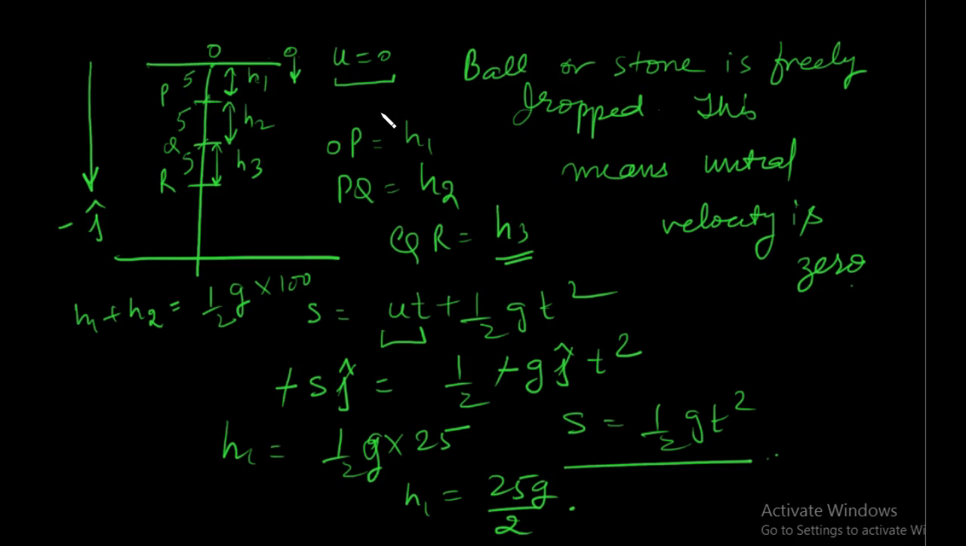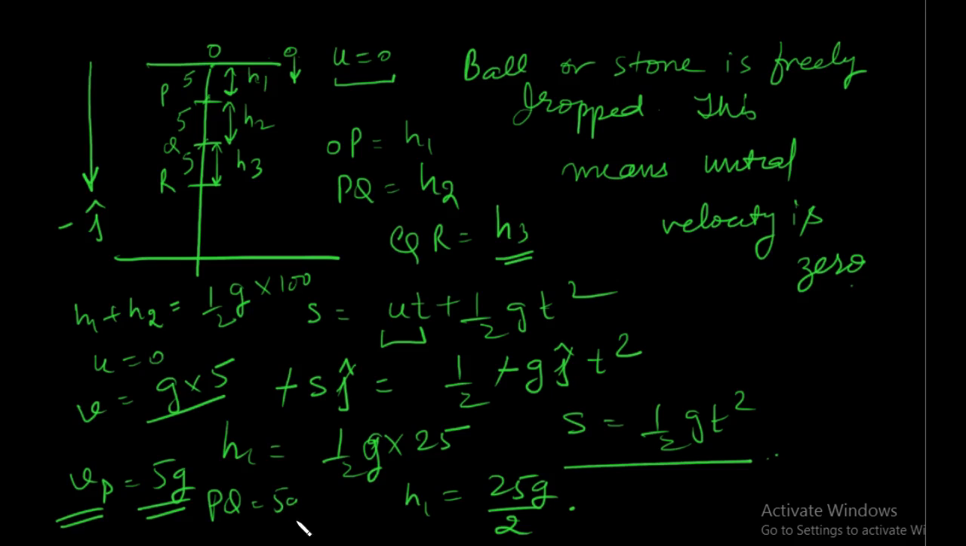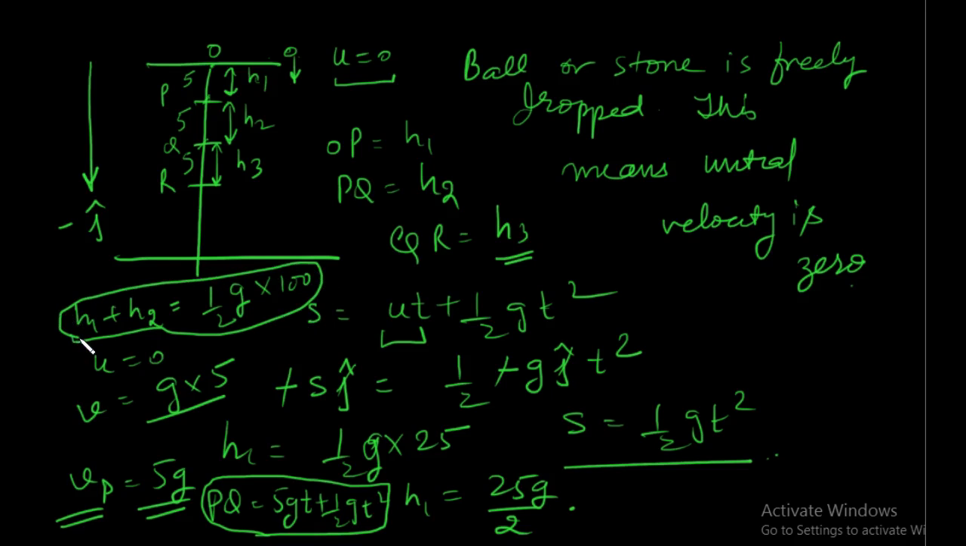Alright. Obviously, from O, u is 0, right? So v would be equal to g into 5. So at point P, the velocity would be equal to 5g, right? This means when we calculate PQ, this would be equal to 5g into t plus half gt square. Now this would be PQ. Now this calculation can get cumbersome. That's why I am taking the direct displacement from O to Q. So this comes out h1 plus h2 equal to half g into 100. Okay.